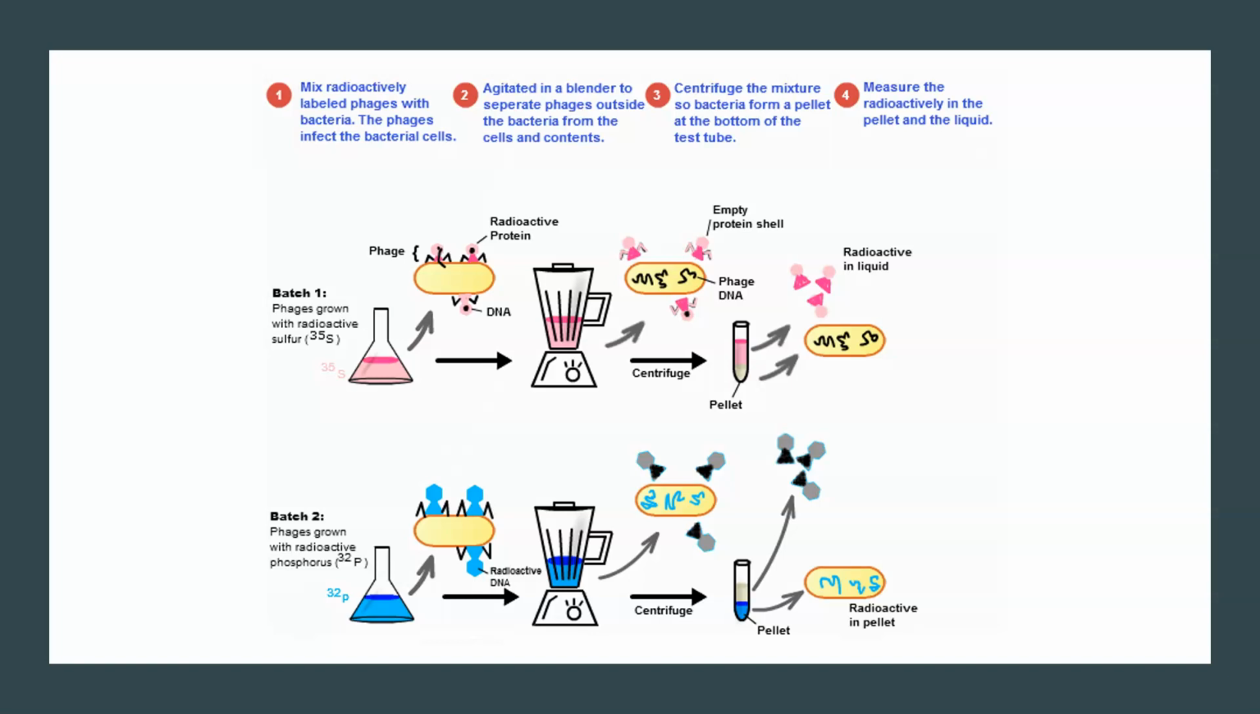Okay, so the radioactivity of the phosphorus has attached to the DNA, and that gets injected into the pellet, whereas in the sulfur, the actual phage is radioactive, the protein coat, whereas the DNA is not radioactive. Therefore, the final product gives radioactivity in the liquid for the sulfur, whereas not for the phosphorus.